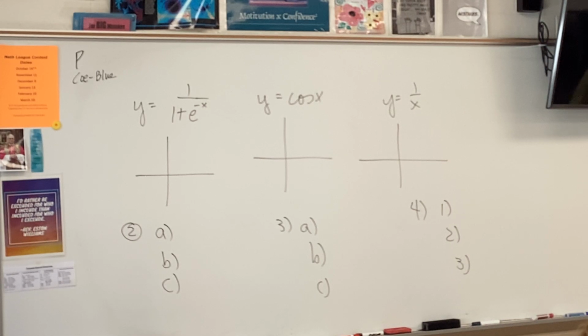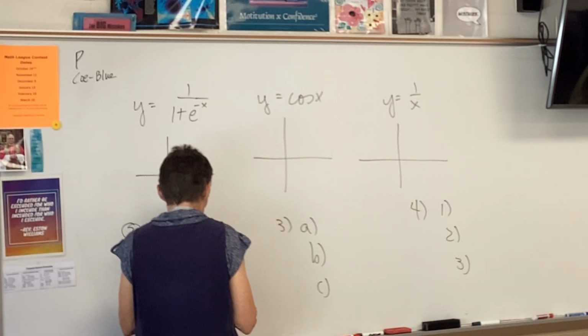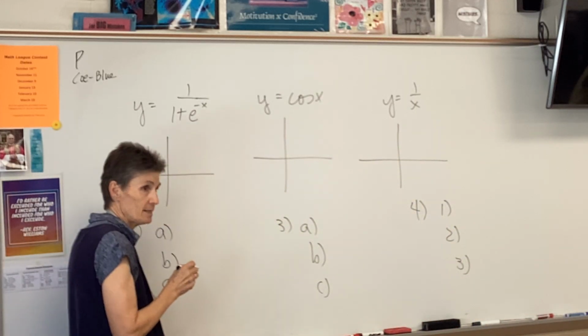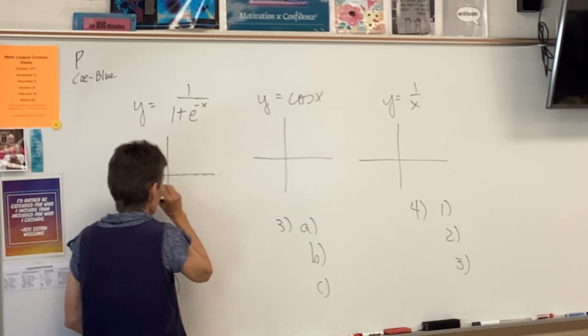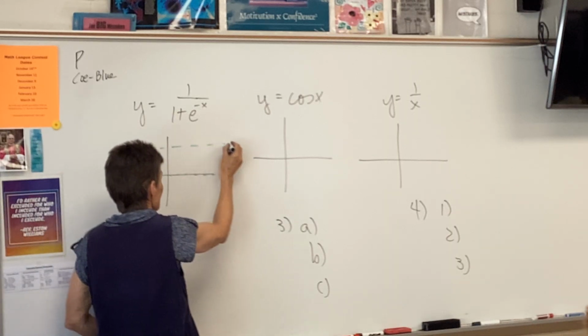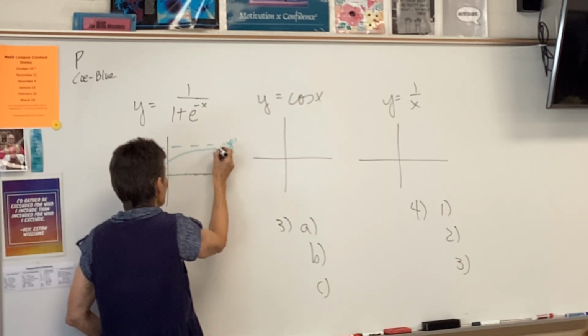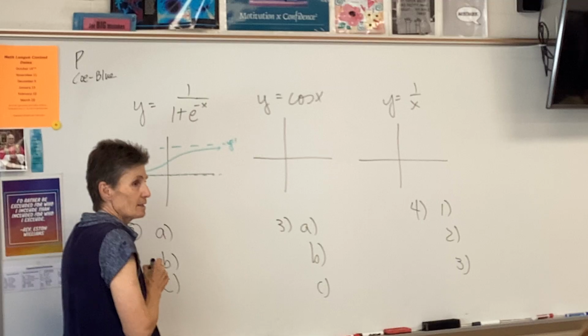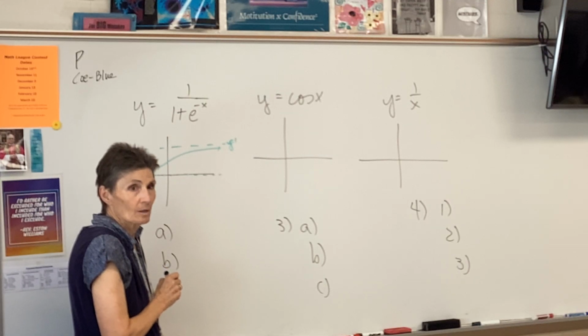All right, friends, how we doing? What is number one graph? What is it? This is your friend, the logistic. So you have an asymptote at 0, you have an asymptote at 1, and then you have a little squiggly that looks just like that.